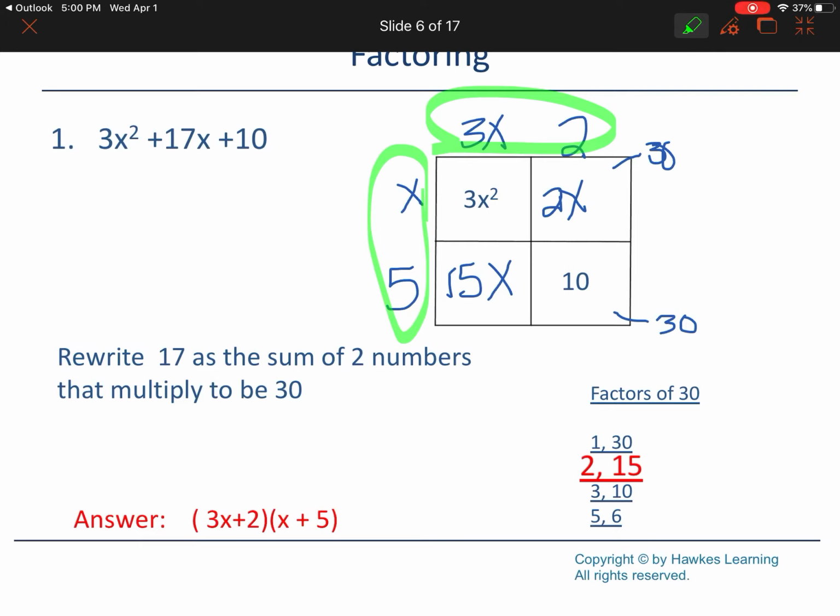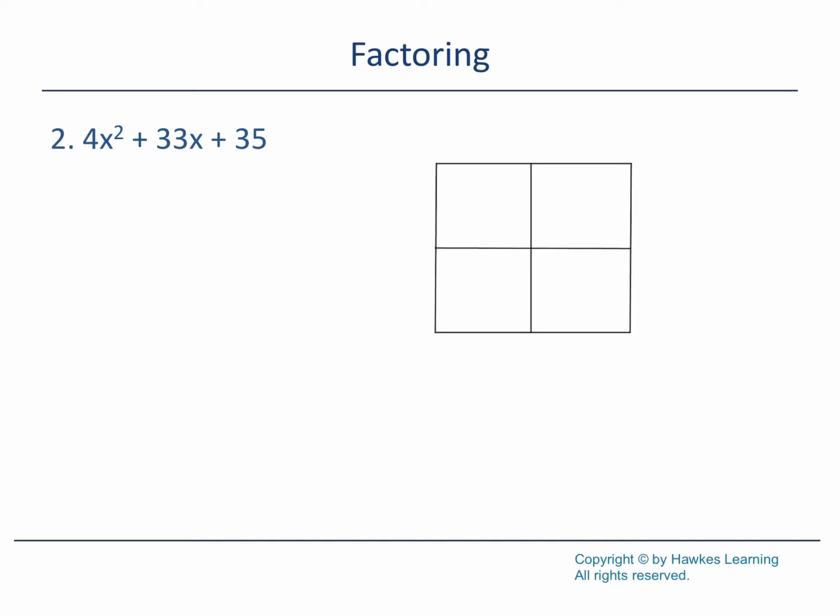So to sum it up, we're going to multiply the 3 times the 10, and we get that number. And that is our goal, right? That 30. So then we look for two numbers that multiply to be 30, but they add up to be the middle number, the 17. So that's what we're going to do. So let's try it again. Here's the next one.